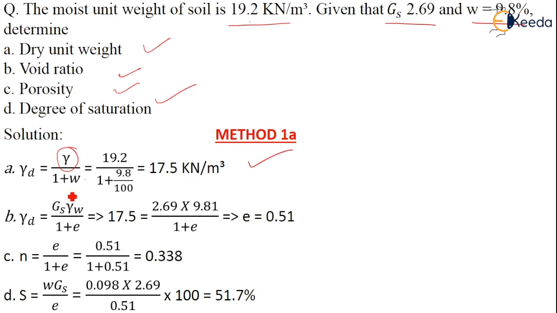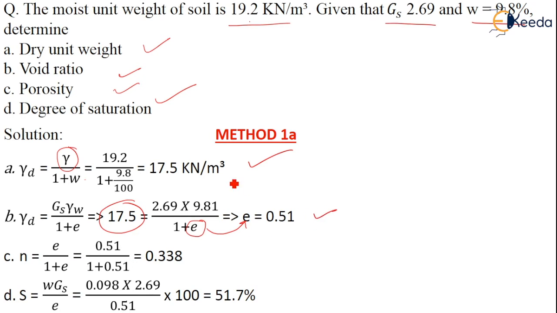We also know there is a relationship between γd and Gs, as γd is equal to Gs into γw by 1 plus e. Here the value of γd is 17.5, Gs is 2.69 and γw is taken as 9.81, and the value of e is unknown. So we have to calculate the value of e, that is 2.51.